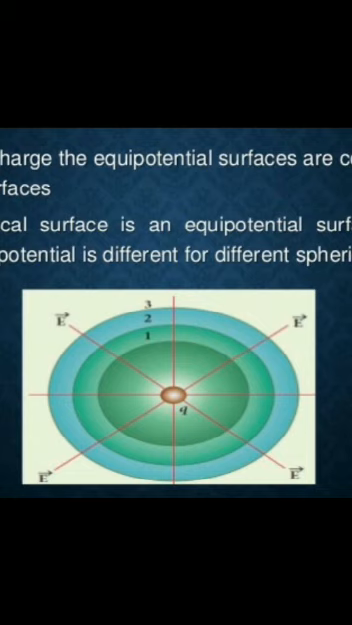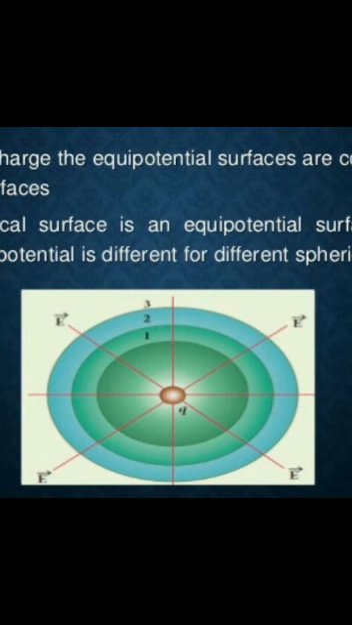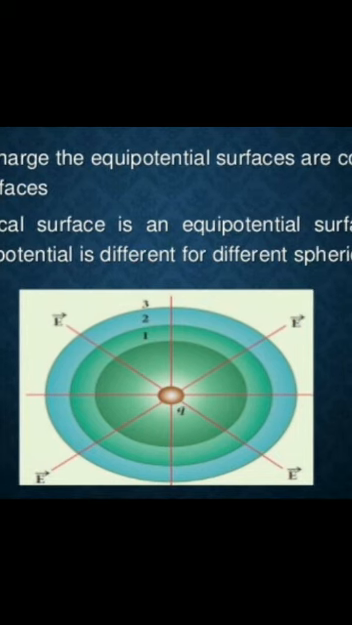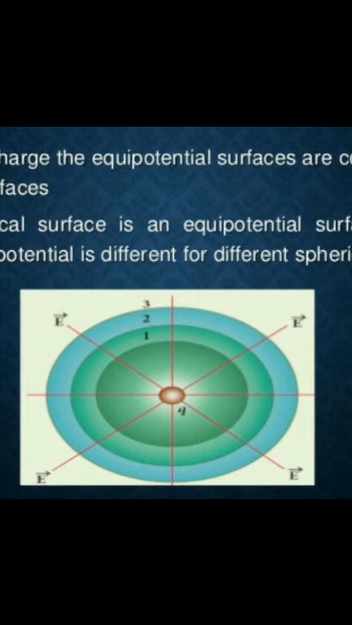For example, here in the diagram, charge q can be neither positive nor negative because no specific arrow marks are given. For example, let me consider this charge q to be positive. So, equipotential surface 1 will have greater potential just because it is closer to the charge q, whereas equipotential surface 3 will have lesser potential because it's quite far away from the charge q.